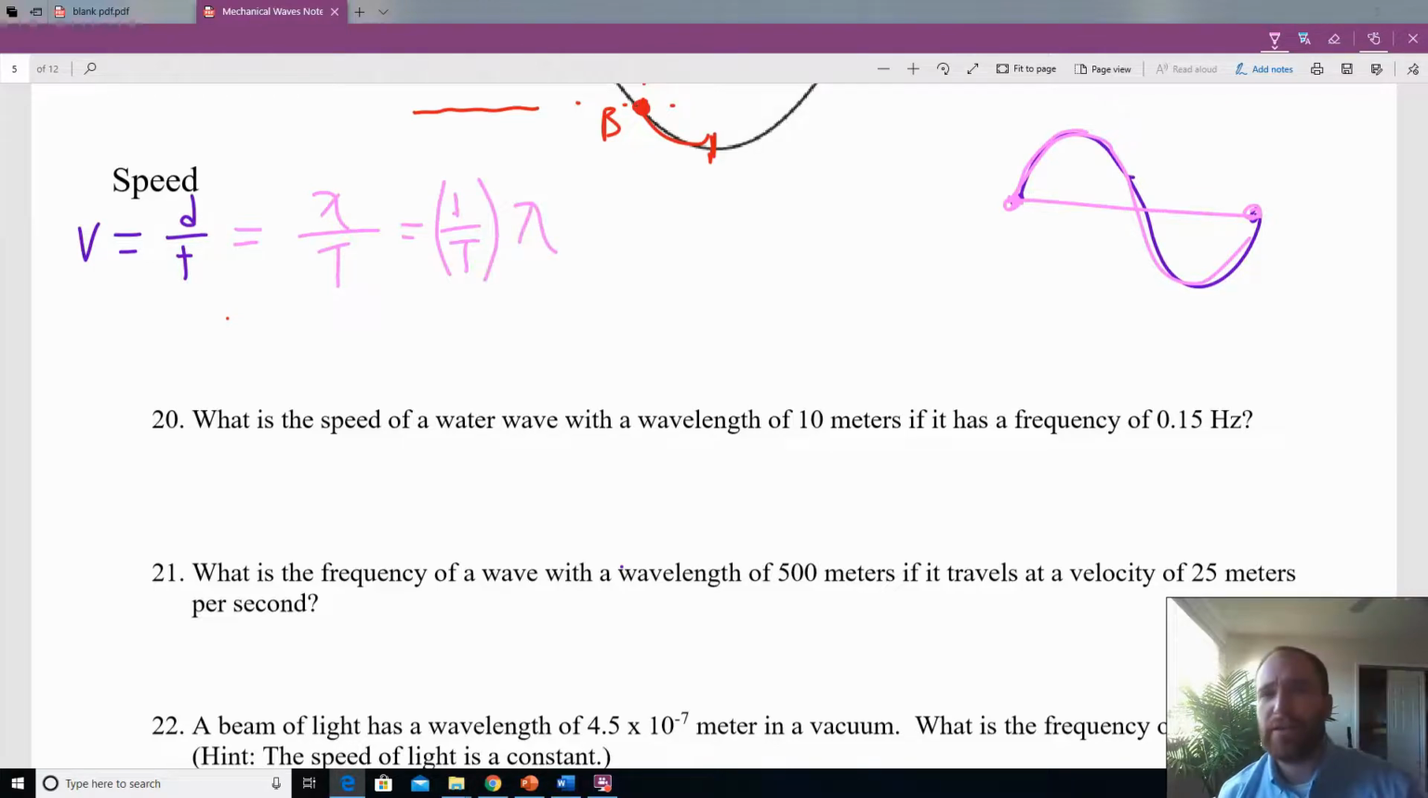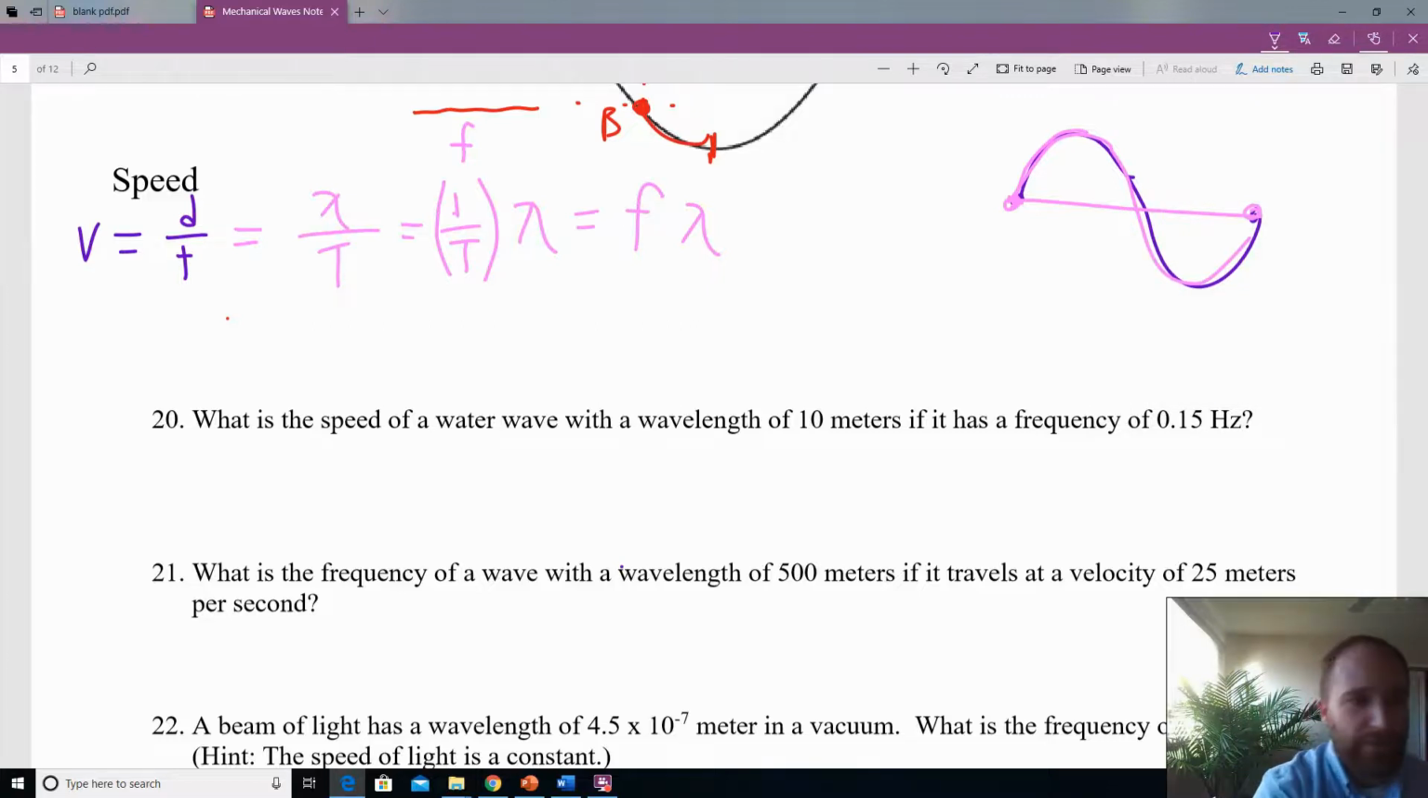I know that seems like a strange thing to do, but see this 1 over T? I hope that looks kind of familiar from lesson number 1. 1 over the period is equal to the frequency. So I'm going to replace that 1 over T with f, the frequency. And now we have our wave equation, the equation for the speed of a wave. This is actually the last equation we're covering this unit, so we've covered all of our math already.